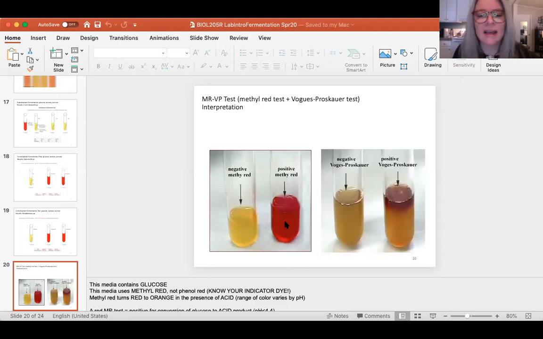So go in your lab manual onto the next page. If you have it, page 122. And this is where we'll record some data for our other two tests. We'll record data for this MRVP test and for our citrate test.